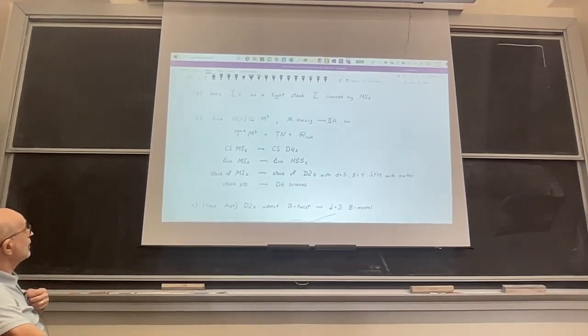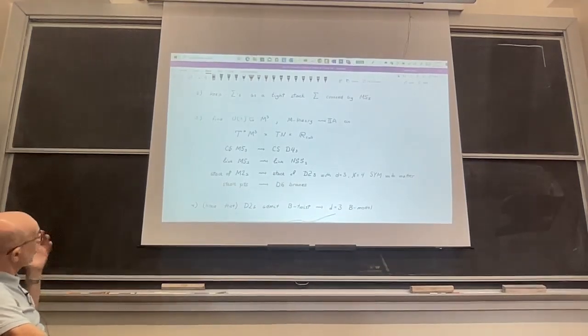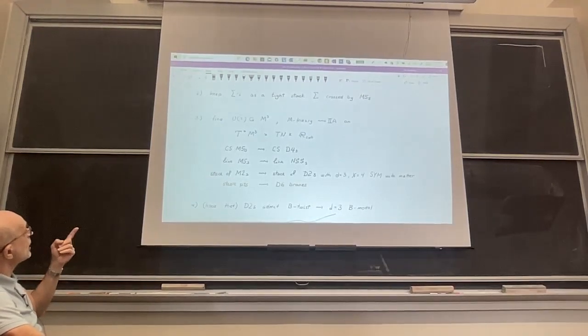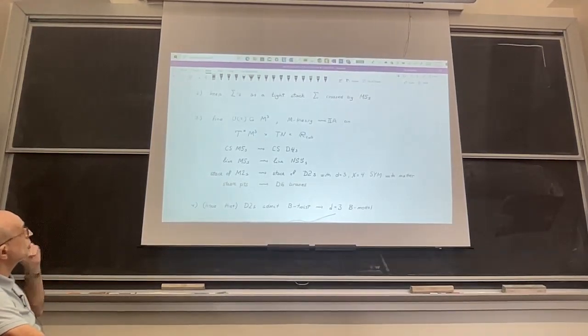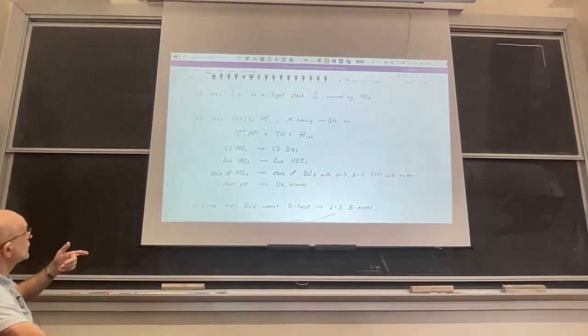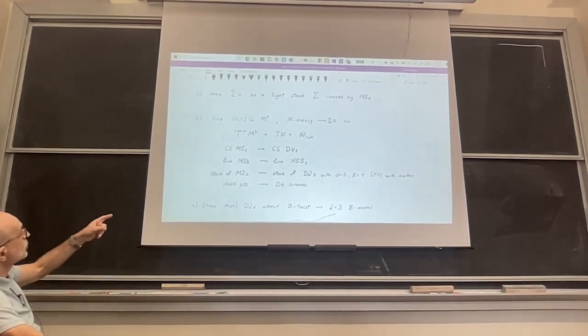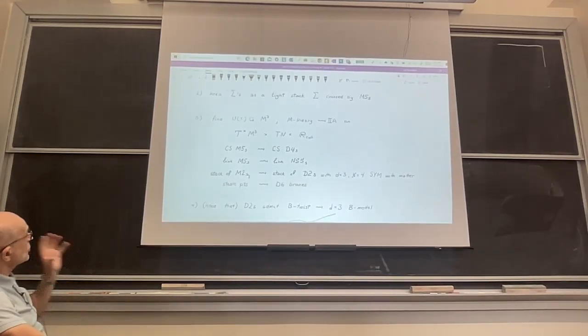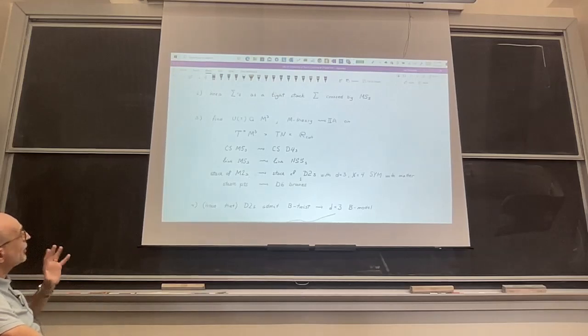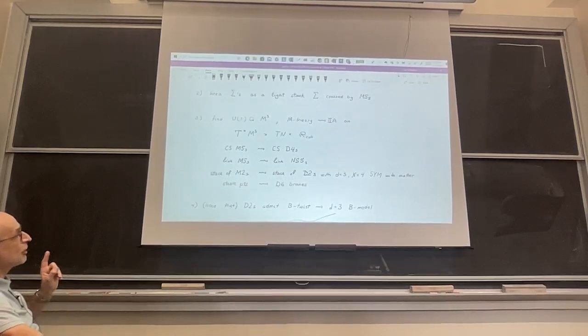So then the M5 branes, the way this will work is Chern-Simons M5 branes turn into D4 branes. They lose one dimension as you take the quotient. The link ones do not lose dimension and they become NS5 branes. M2s are placed in such a way that they do not lose dimension, and therefore they become D2 branes.